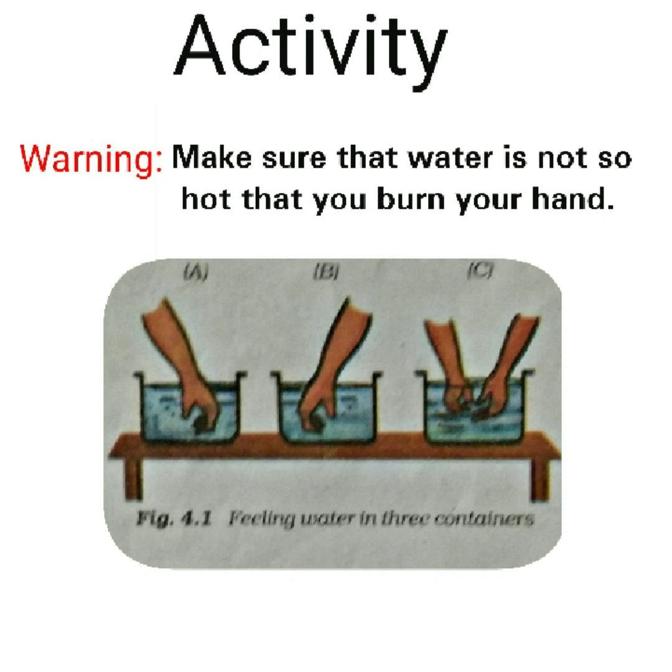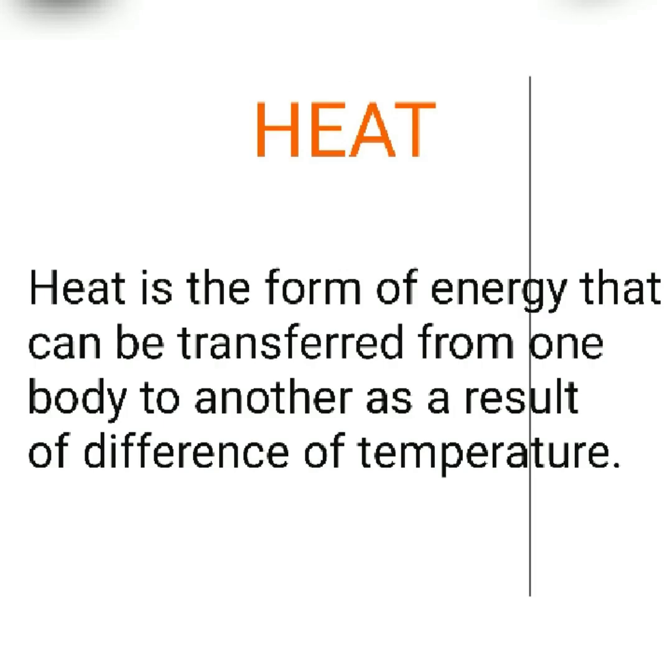Why does it happen? Here, what does actually happen? So, there is something which is flowing from one object to another. What is it? It is actually heat. Heat is a form of energy that can be transferred from one body to another as a result of difference of temperature.